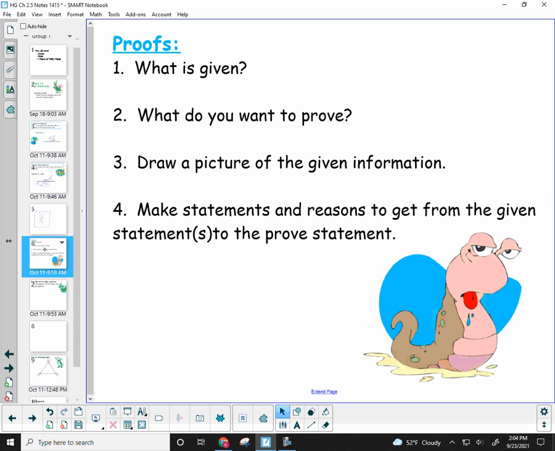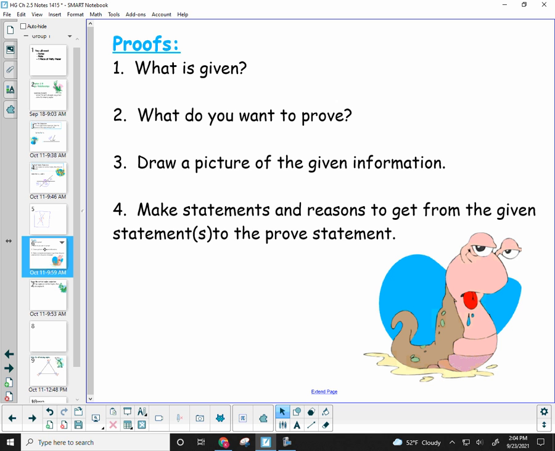And what your job is then to do is make statements and reasons to back it up. So do you remember the other day when we were solving that equation and the first thing we had to do was a distributive property? So we distributed and we said we could do that because of the distributive property. And then I think we combined like terms and we said we could do that because it was just combining like terms, right? Those were statements and reasons. That was an algebraic proof. We're going to do a geometric proof.